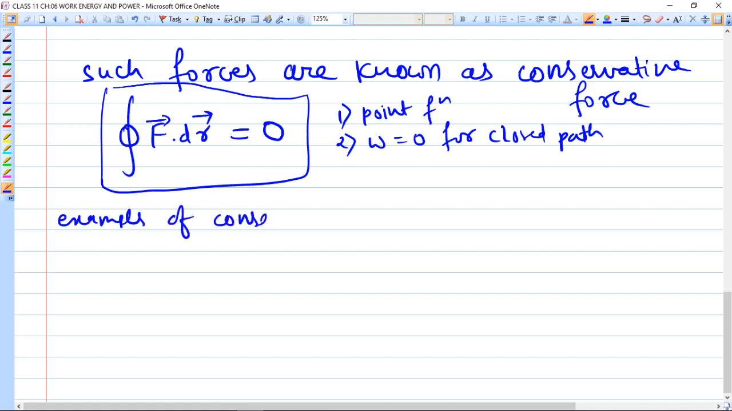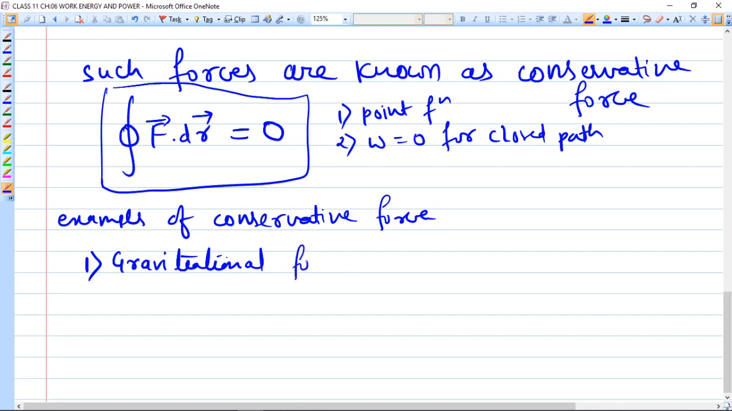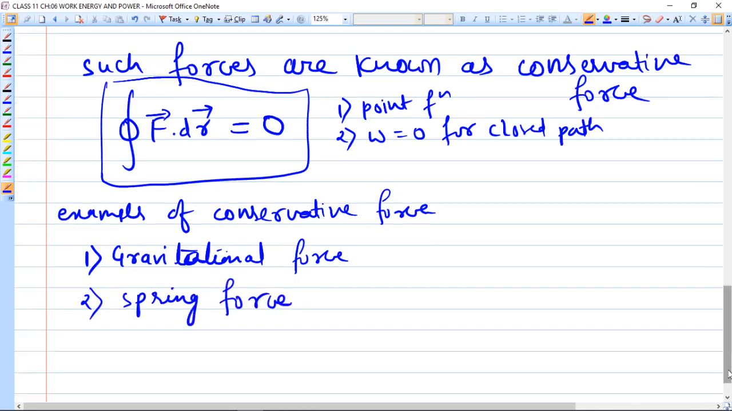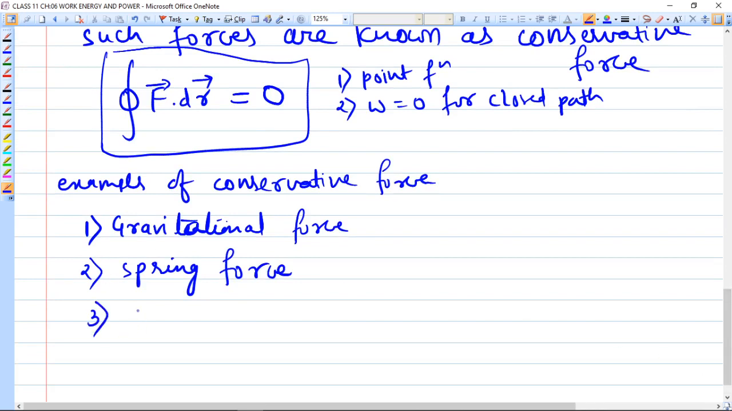Examples of conservative force. First, and very important and interesting, the example of a conservative force is the gravitational force. Gravitational force is which type of force? Conservative force. One more is the spring force. Spring force is also which type of force? Conservative force.